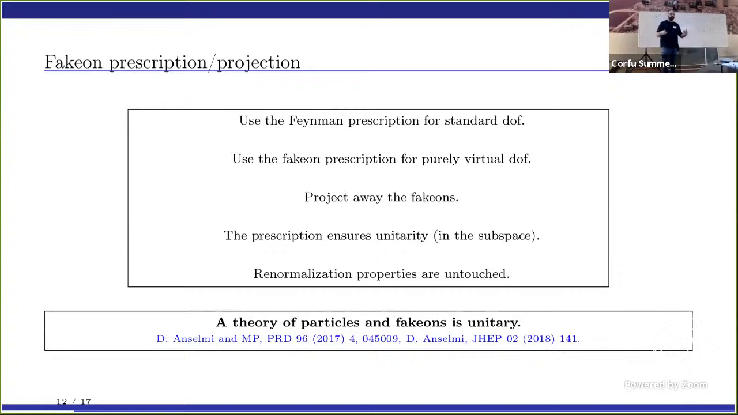If you have a theory and you want to introduce a Fakeon, you have to use the Feynman prescription for any standard degrees of freedom you want to keep as usual. You have to use this new prescription for the degrees of freedom you want to turn into Fakeons. Then you have to project on the subspace where only the physical ones propagate, and by the construction of all this, the theory will remain unitary in the subspace, and the renormalization properties are untouched.